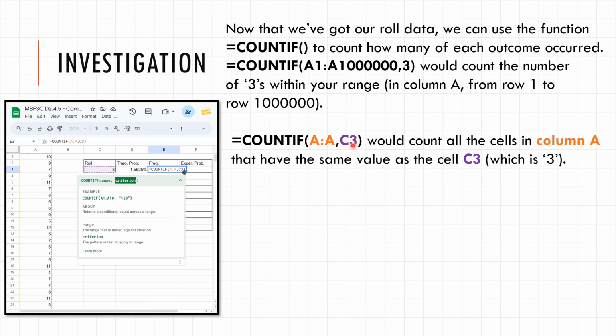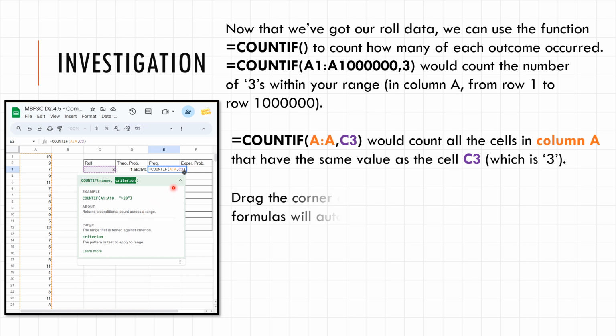What does C3 mean? Well, remember, in spreadsheets, there are columns, A, B, C, D, E, F, and there are rows that have a number. So C3 is the cell, column C, row 3. Do you notice it's highlighted in purple here as well? So the spreadsheet will help you figure out exactly which cell you're talking about. So this formula will count all the cells in column A that have the same value as cell C3. And notice what's in cell C3? The value 3. So it's going to count all the 3's from column A.